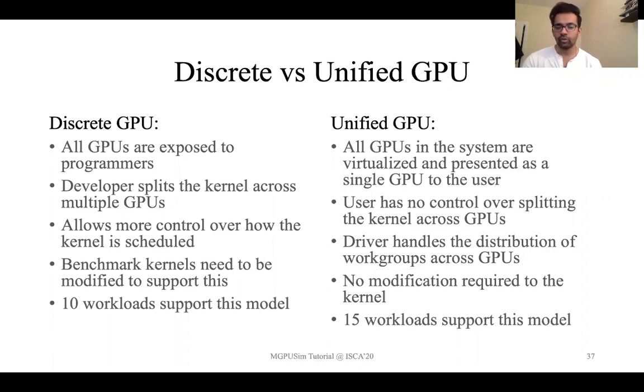Who splits the kernel, or who does the distribution of work in unified GPU, is the GPU driver, which handles this distribution of work groups across GPUs. The discrete GPU model allows for more control over how the kernel is scheduled, and you can partition accordingly. So benchmark kernels supported in MGPU sim, or even if in the future you want to write a new benchmark to support this, would need to be modified slightly. Currently we have 10 workloads that support this discrete GPU model. On the other hand, in the unified GPU, we do not really need any modification to the kernel, and there are 15 workloads that are part of the current suite that support this model.